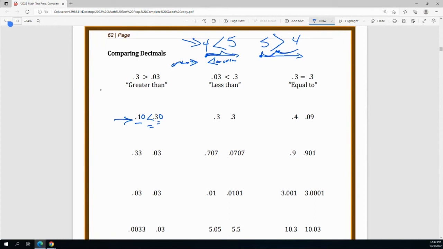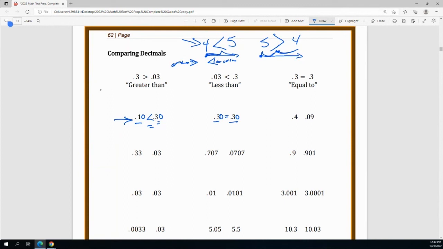Let's try another one. 0.3 is on the left, 0.3 is on the right. Again, you can put a 0 if you want to think about it as money. So 30 is on the left and 30 is on the right. This is the one where we say, oh, they're the same. Those are equal.